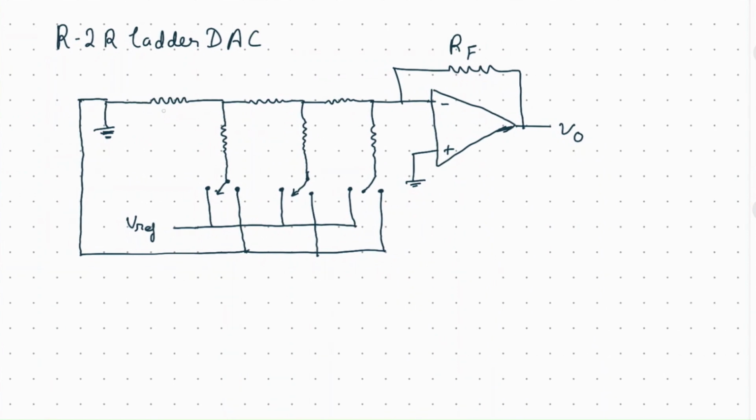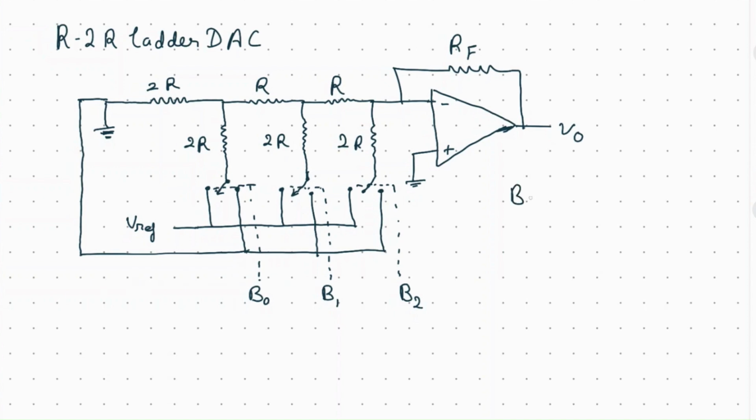The 2R arm has a switch in it, and it can be connected either to the ground or to the V reference supply, and it is controlled by bit B0 or B1 or B2. These bits control the connection of the switch. So basically when B is 0, the switch will be connected to the ground, and when B is 1, the switch will be connected to V reference supply.